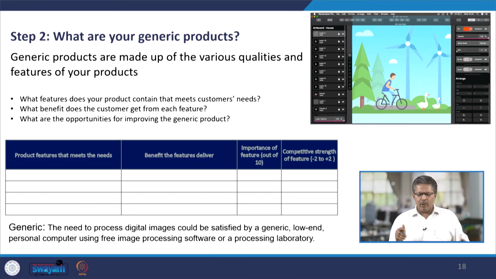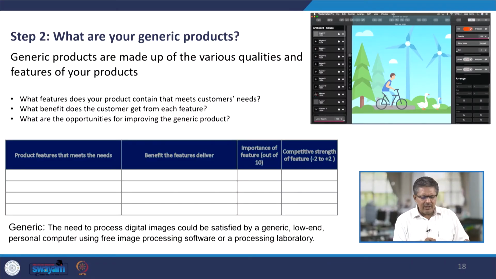Then, what are your generic products? This is the one where we talk about image processing. Generic products are generally made up of the various qualities and features of your product. So, what features does your product contain that the customers need? What benefit does the customer get from each feature? Now, you have so many features, but many of them customers might not be using. For example, in mobile phones, there are many features which we do not even use, and I think you would agree with me.